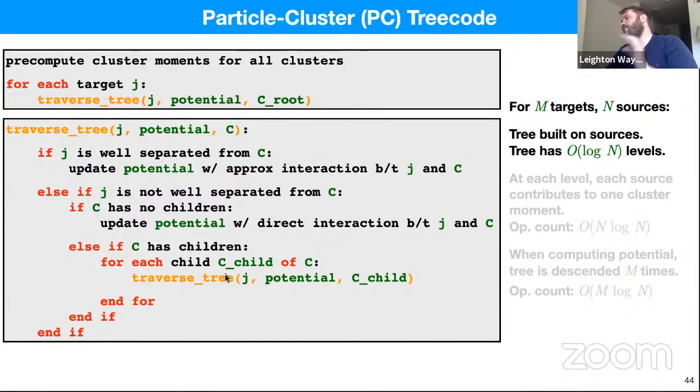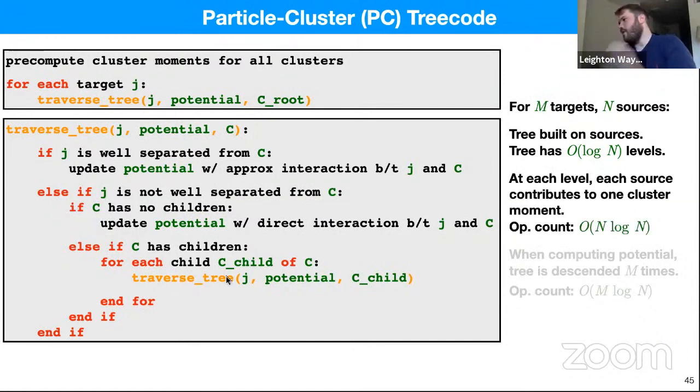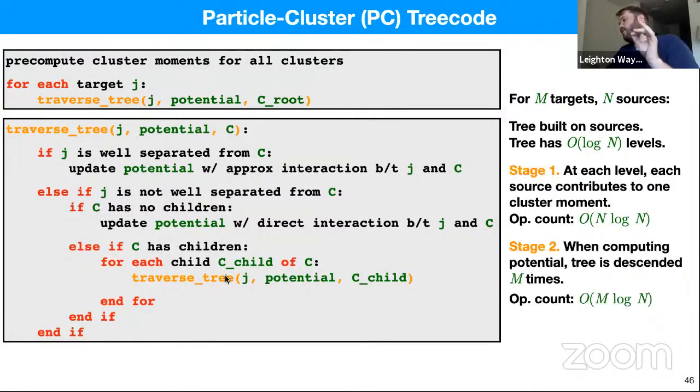So importantly, if we have M targets and N sources, the tree is built on the sources. Assuming certain conditions on how the particles are distributed, this tree has O of log N levels. And at each level of the tree, each source contributes to one cluster moment. So that's O of N log N operations to compute our cluster moments. When we actually compute the potential, the tree is descended a total of M times. So that's O of M log N operations. So this gives us a total operation count of O of M plus N log N.